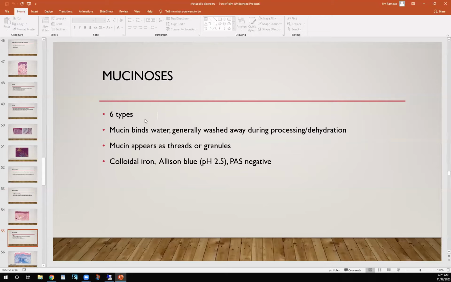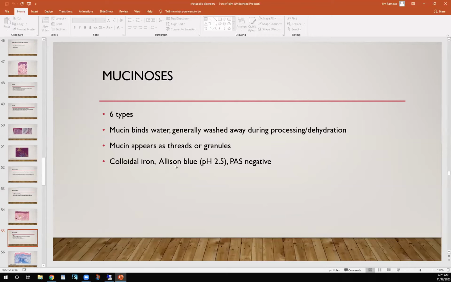There are 6 types, which I'll go through really briefly, but mucin is mucin. So mucin is going to look the same under the microscope no matter what condition, although the distribution and degree can be different. It's important to know that mucin binds water, so it's generally washed away during processing or dehydration. So what's left may only be a few little threads or what I call kind of stringy or beaded material. And again, it's easier to show you. So we will see examples of this.